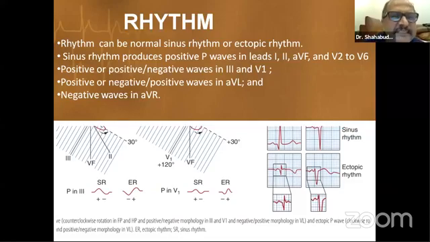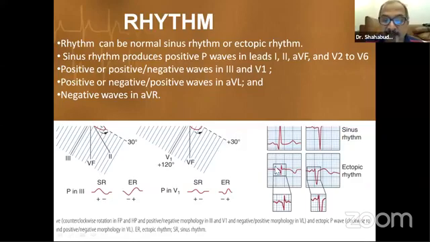So again, the rhythm. If we consider the rhythm, it can be normal sinus rhythm or ectopic. The sinus rhythm produces P waves in lead 1 to aVF and V2 to V6. That is, positive P waves in leads 1, 2, aVF and V2 to V6. Positive or negative in lead 3 and V1, and positive or negative in aVL according to hemi loop direction, and negative in aVR. This is the hemifield correlation.